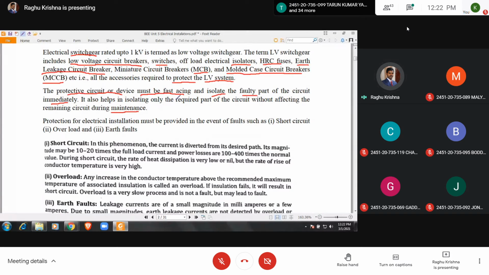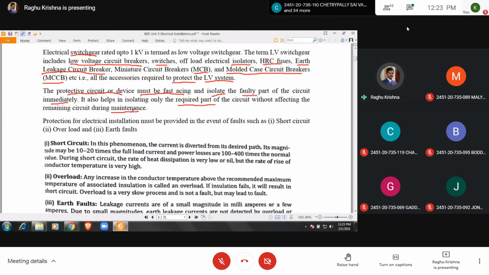So the first one is that it must be fast acting and isolate the faulty part of the circuit immediately. Faults occur due to failure of the insulation or due to short circuit. Next, while doing maintenance, it must isolate only the required part and must not affect the remaining circuit, so that other people get the power supply continuously. If you want to do the maintenance, only that part must be isolated.